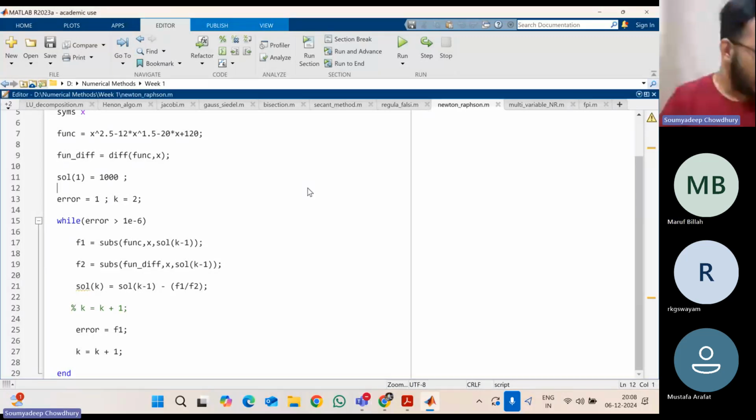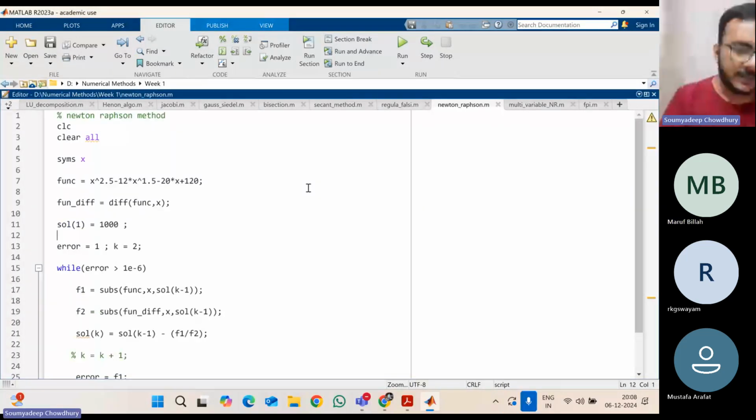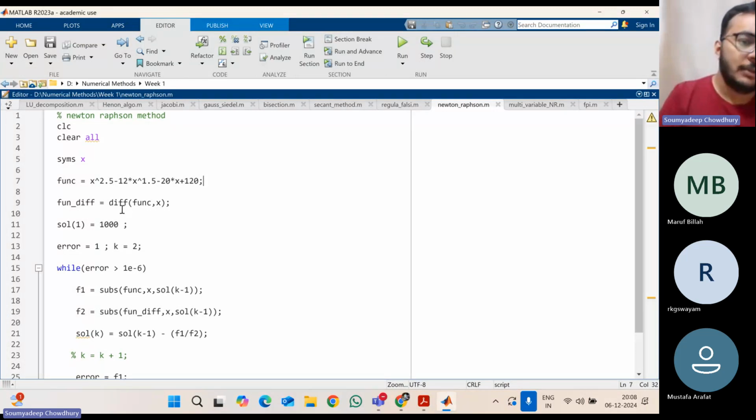Okay. So you see here in the Newton-Raphson method, first, we are declaring the function in line 7. Then we are differentiating the function. In MATLAB, you have a command diff; if you give the function comma x, it will differentiate the function with respect to the variable which you give here. The first initial value I am taking as, say, 1000. Okay, one second, I'll take a proper value rather. So say the first value, sol is the array for the solution, and this is my first initial value which I am taking.